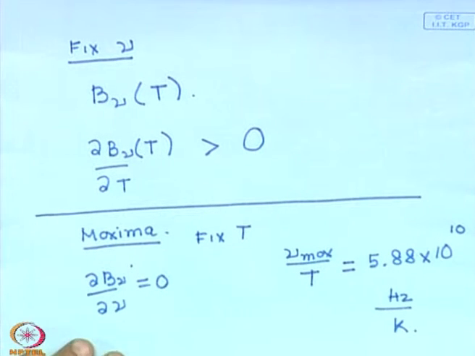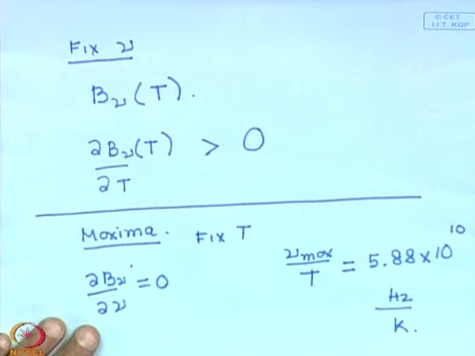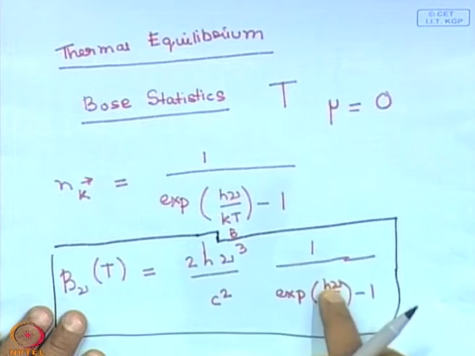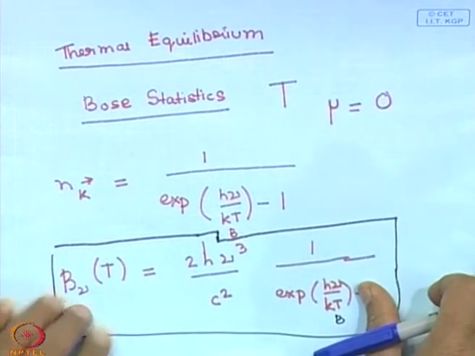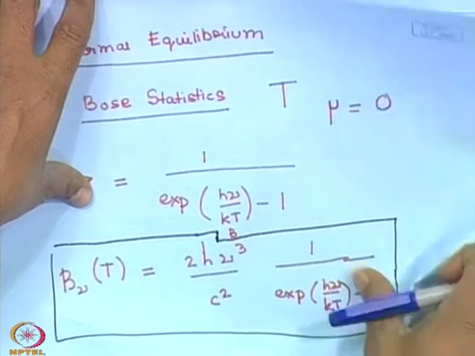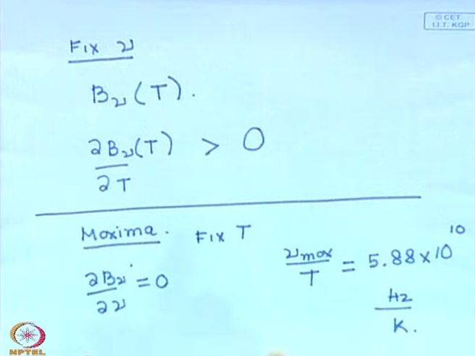You can determine this again. I am not going through the algebra, but it is quite a straightforward exercise. You have to just differentiate the Planck spectrum with respect to frequency and then set it equal to 0. So, there is nu here and nu here, and then set it equal to 0. If you do this exercise, what you find is that the frequency where you have a maxima scales proportional to the temperature, and the constant is given over here. This is called the Wien displacement law.